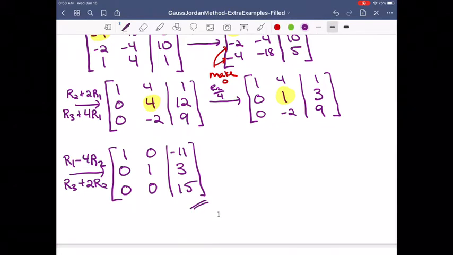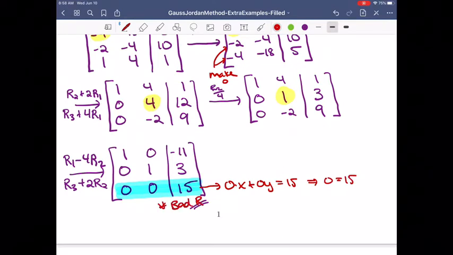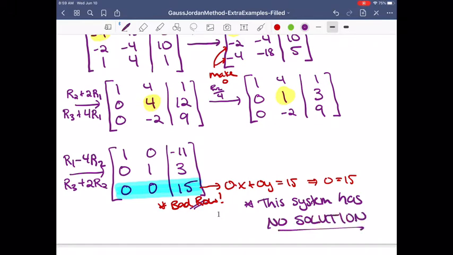I also know I'm done because I see this row. Okay, what's going on with this row? So what does it actually mean? So this row says 0 times x plus 0 times y equals 15, which means 0 equals 15. So it makes no sense. This is what we call a bad row. Okay, so what that means is this system has no solution. So we're done with that one. There's no solution there.